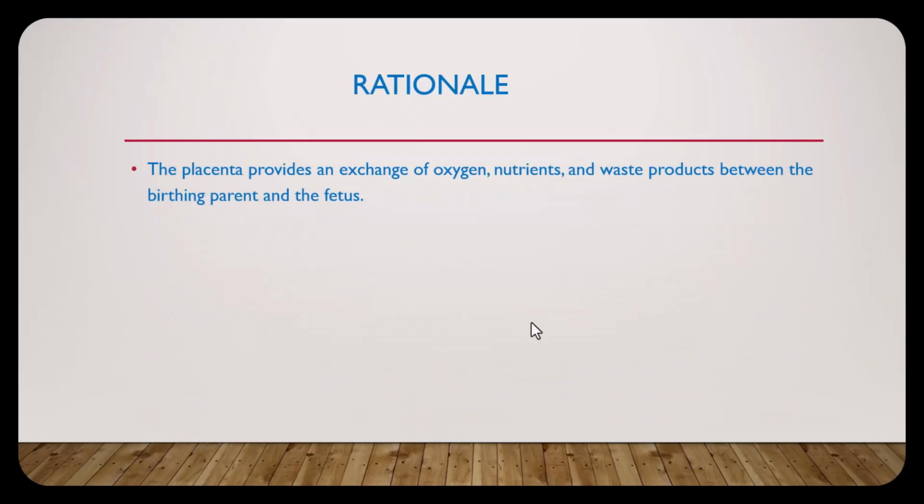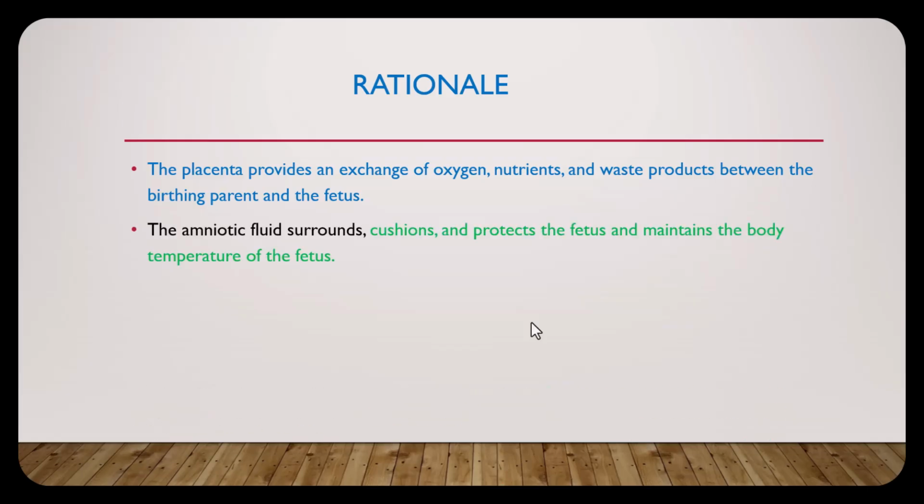The placenta provides an exchange of oxygen, nutrients, and waste products between the birthing parent and the fetus. The amniotic fluid surrounds, cushions, and protects the fetus and maintains the body temperature of the fetus.